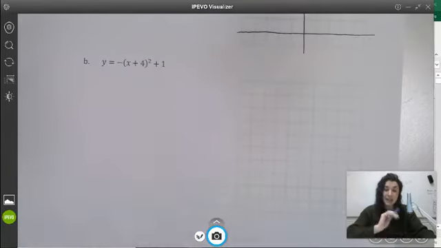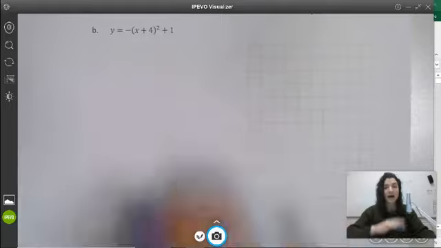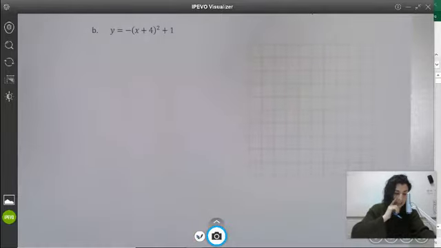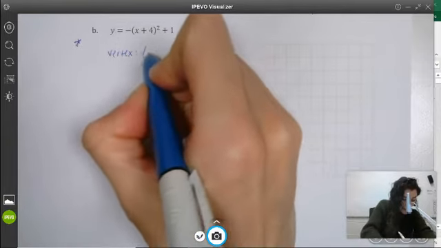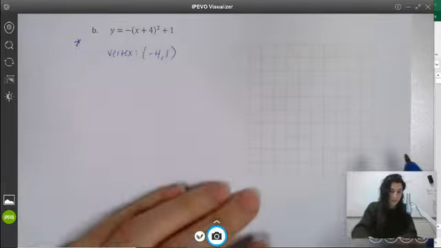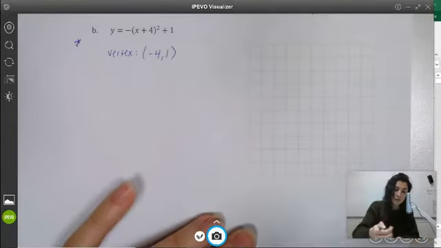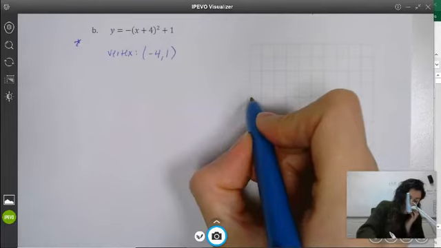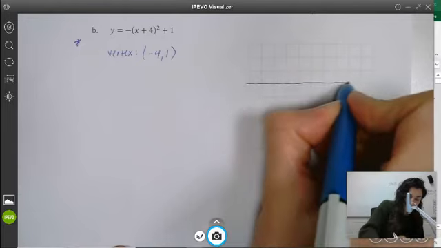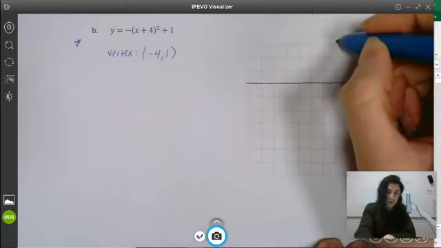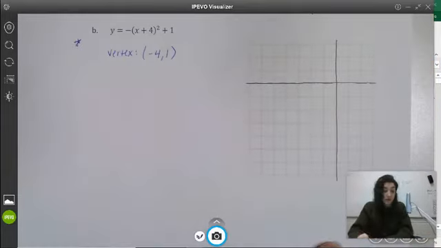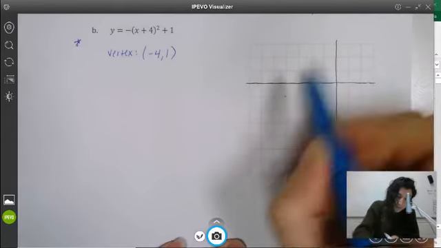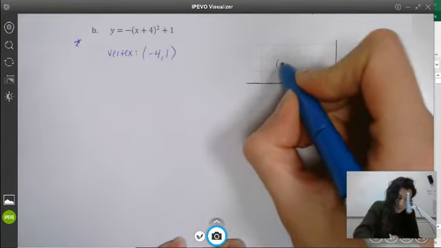Now here, with this x being equal to -1, we haven't stretched it at all, but we have flipped it over the x-axis. So if our vertex is -4, 1, I'm going to plot -4, 1. Oops. There we go.